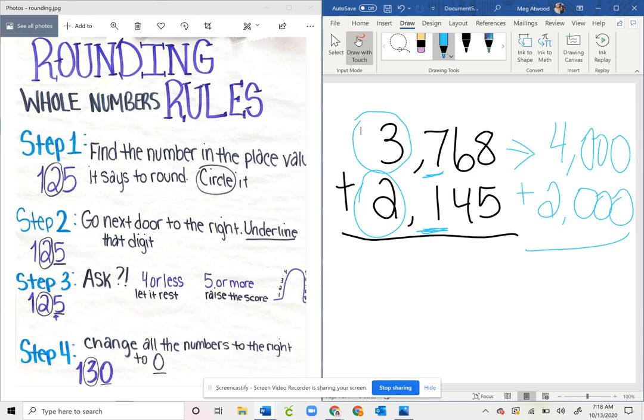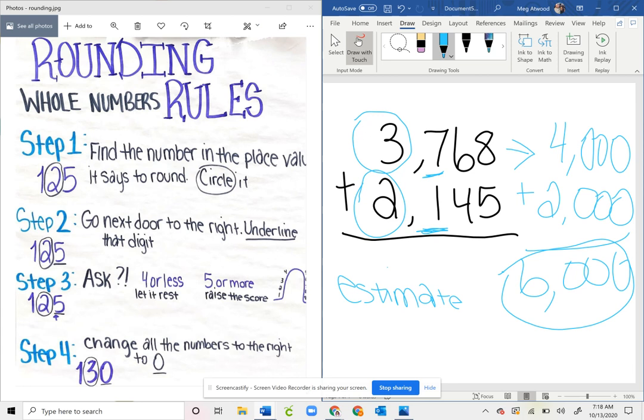Now I can quickly add 4,000 plus 2,000. I line up my zeros, I add them up. 4 plus 2 equals what? 6,000. So that is my estimate. This word is my estimate. That means it's about that much.